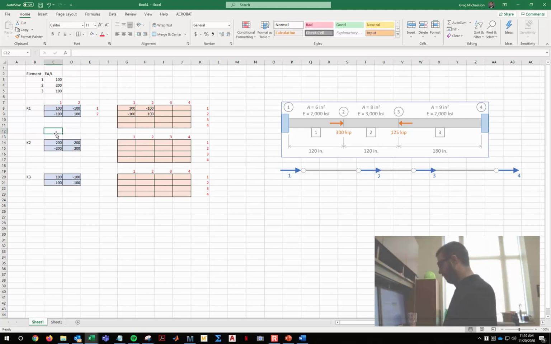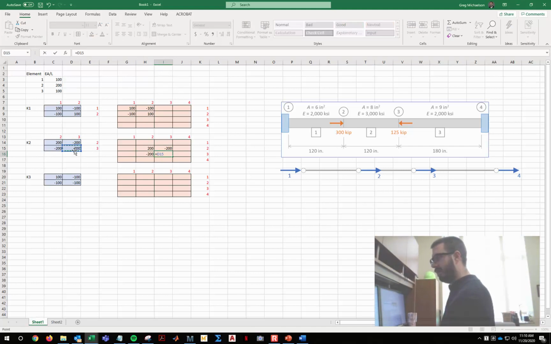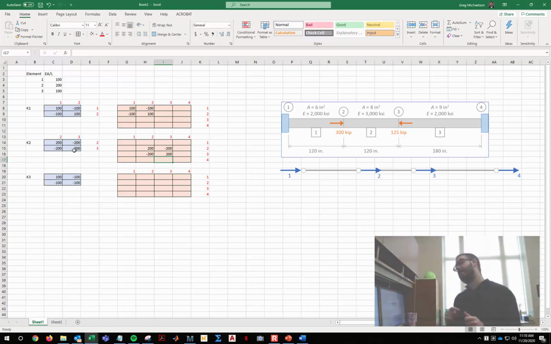So this is going to be 2 and 3, 2 and 3. So those go here. So this is 2 and 2, 2 and 3, 3 and 2, 3 and 3. And I'm making it a point to develop the habit of doing that cell by cell, because sometimes that doesn't work.